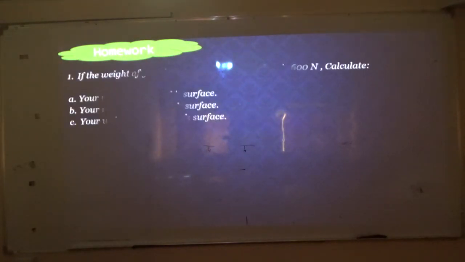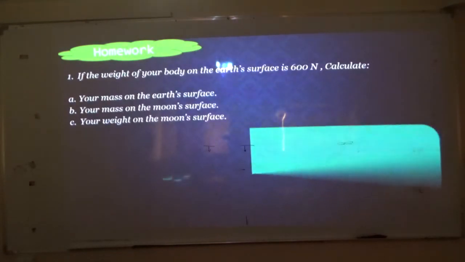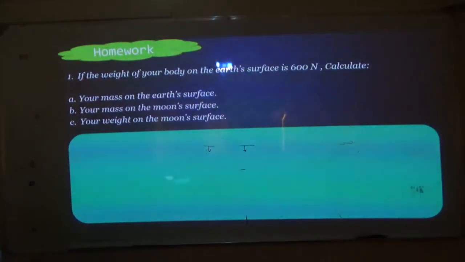And now it's time for your homework. If the weight of your body on the Earth's surface equals 600 Newton, calculate the mass on the Earth's surface, the mass on the Moon's surface, and the weight on the Moon's surface.